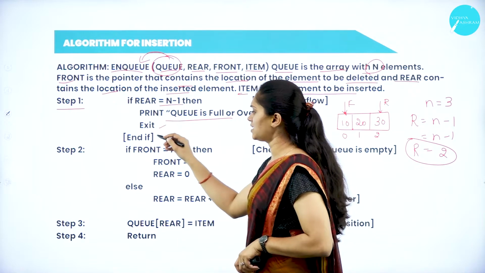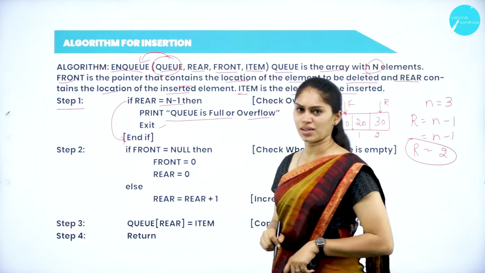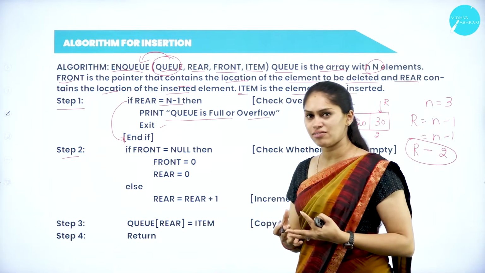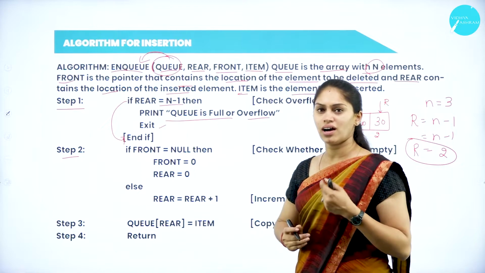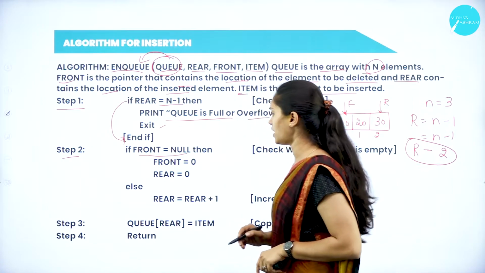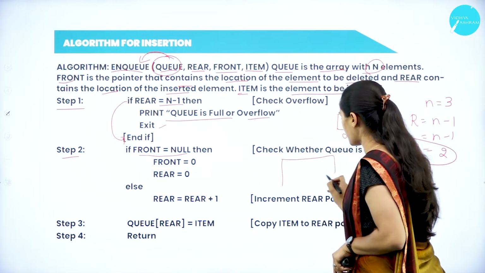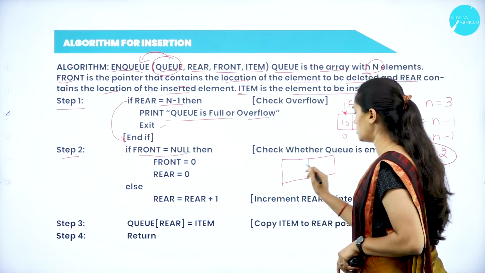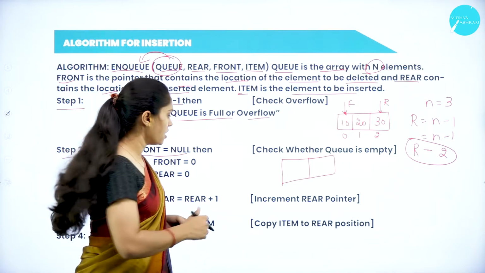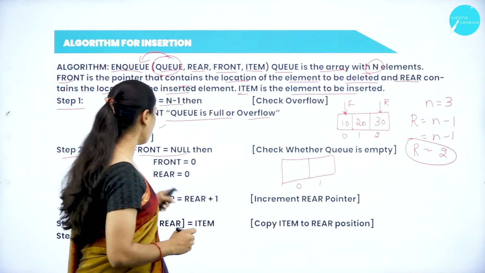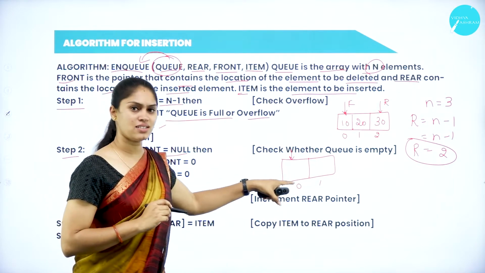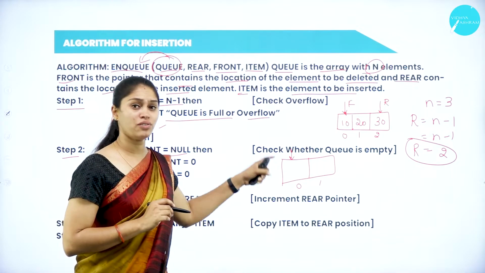If it is true, then it will exit and we end the if condition. So in step 2, what are we going to do? We are going to check whether we have any empty queue, that is, front is equal to null. Just consider I have 2 elements but I haven't inserted any element into the queue. Do we have any element in the 0th position here? No. That means front is null.